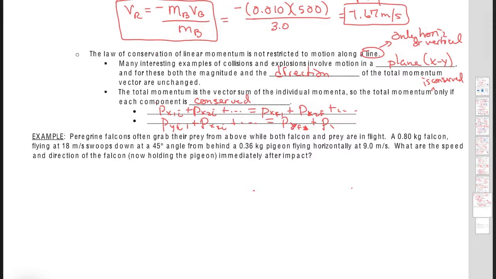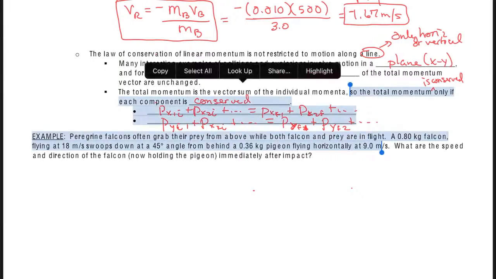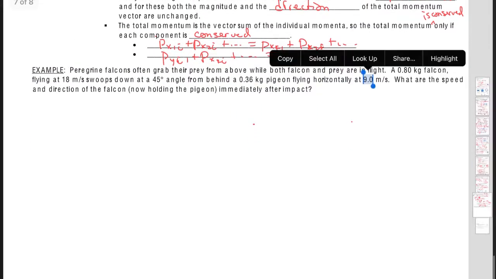And I would get these all mixed up. So it's py1 final plus py2 final plus dot dot dot. Basically, all the individual components in both directions are going to be conserved. And so really, when you do these, let's just look at some examples.